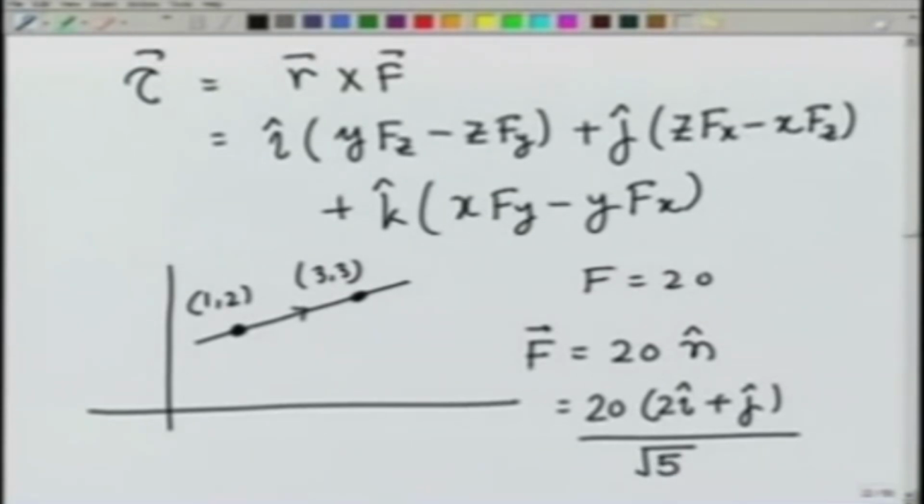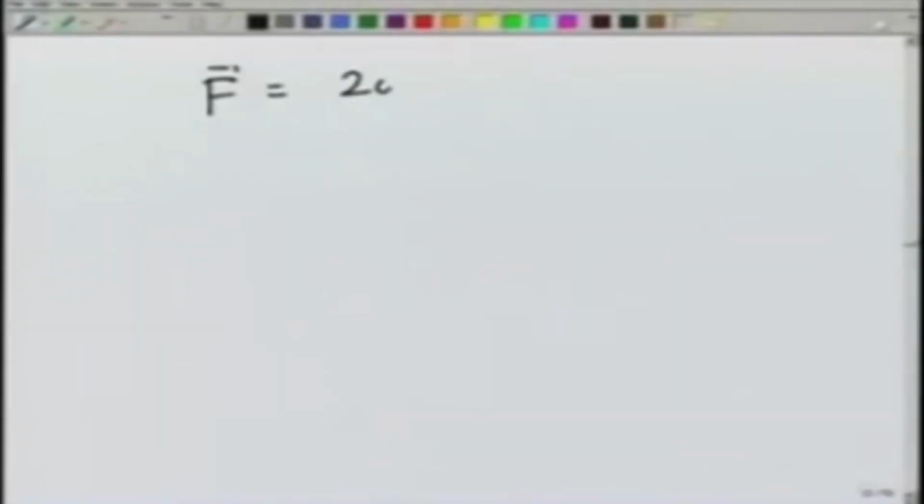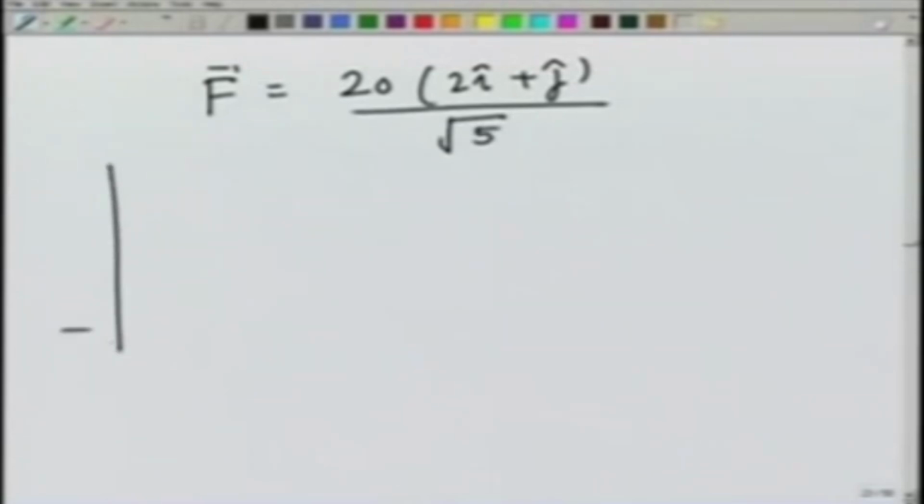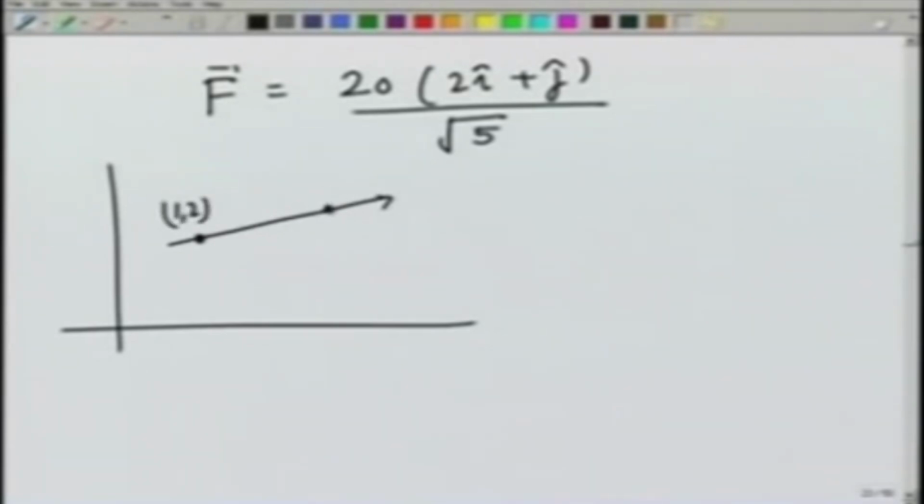So, this is the force that is being applied. The force that we are applying is F equals 20 times (2 i plus j) over square root of 5. It is being applied along the line which is passing through 1, 2 and 3, 3. Let us calculate the torque about the origin by first taking r from 0 to 1, 2.